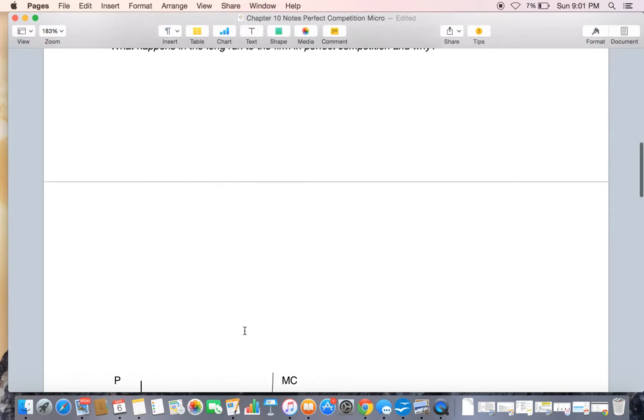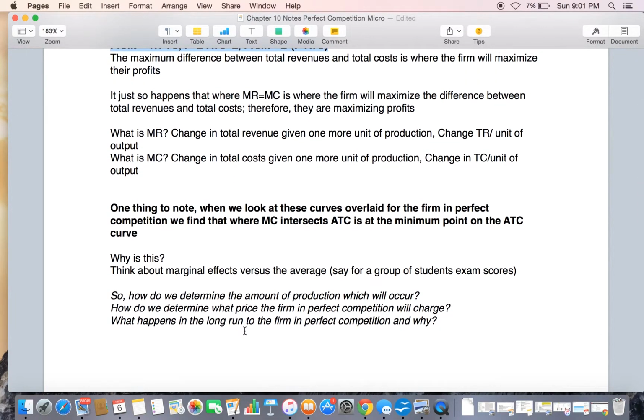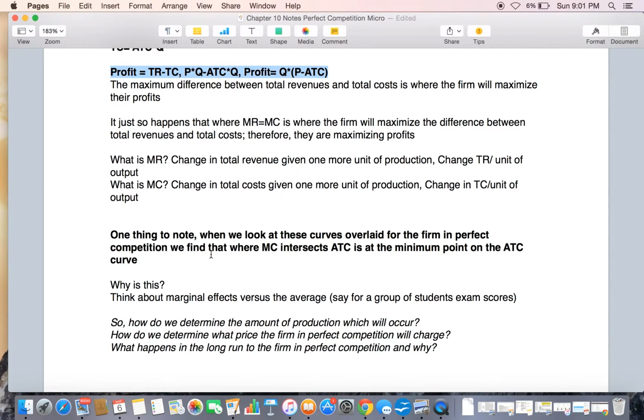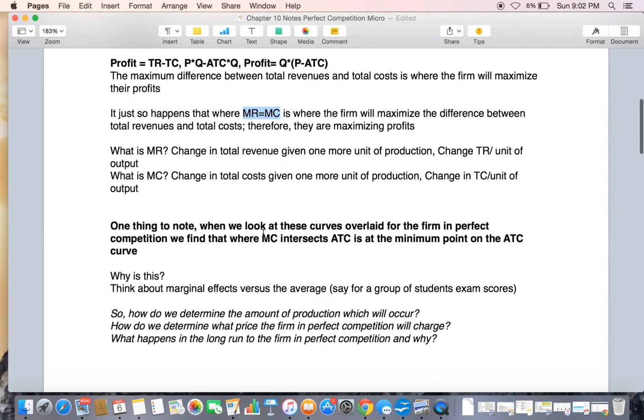Now, let's go back to what we were discussing a few minutes ago. We know that the firm will produce up to where the incremental revenue they earn is equal to the incremental cost of producing the next unit, because that is where their profits are maximized. But in the long run, the firm is going to produce at the minimum point on their average total cost curve. This is beneficial for consumers because here the price will equal average total cost. There will not be any economic profits in the long run for the firm in perfect competition.